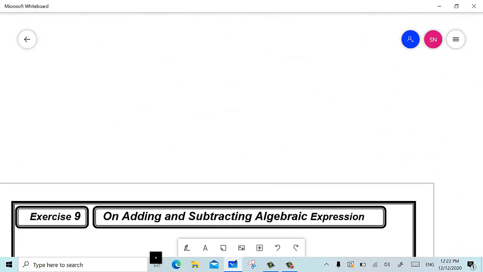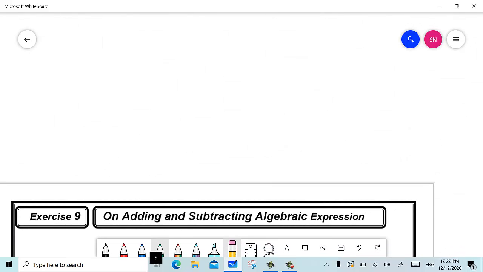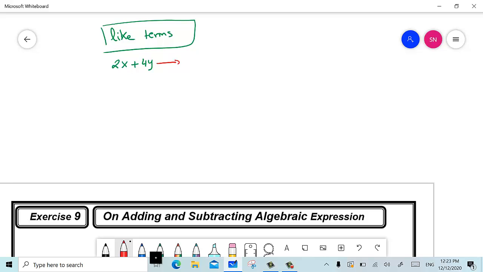We said before that when we are doing addition or subtraction for terms, those terms must be like terms. So first of all, I know that I cannot do addition or subtraction except for like terms. So for example, if I have here 2x plus 4y, those two terms are unlike terms. And since they are unlike terms, I cannot add them or subtract them together. But we also took that when I have, for example, 2x plus 4x, here I have like terms. So, since I have like terms, I can add them and subtract them together.